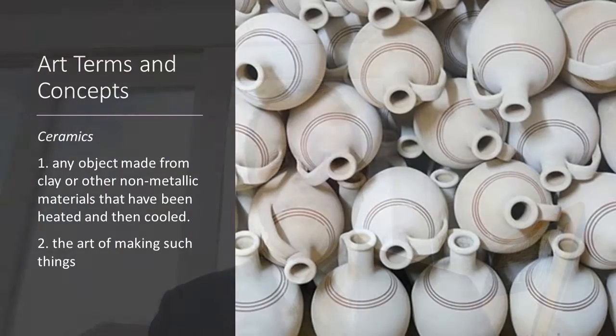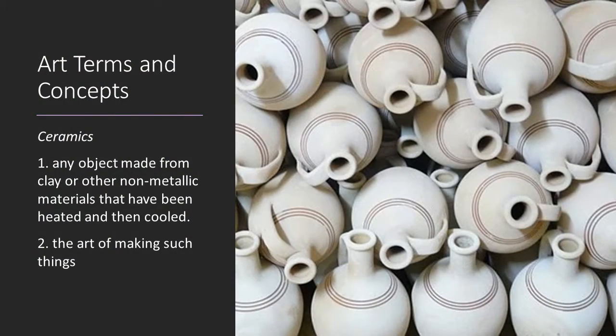Okay, so let's take a look at a few of the words. The first one I want to talk about is ceramics. The good definition of ceramics that they give right in the book: it is any object that is made from clay or other non-metallic materials that have been heated and then cooled. So ceramics is a very broad term. It can be made out of clay or something else. It can't be metallic. Heat it up, cool it down, it will be a ceramic.